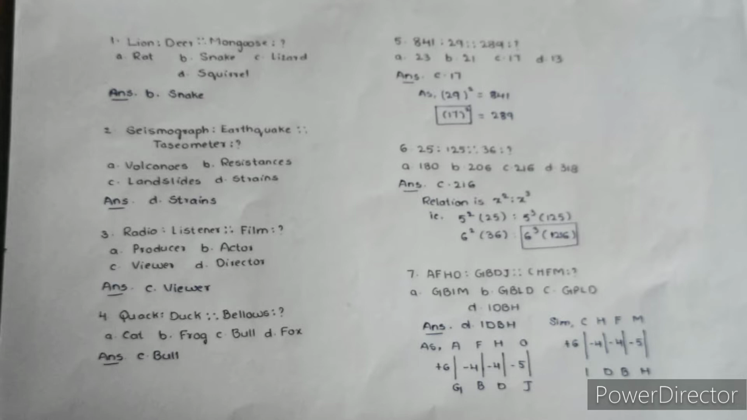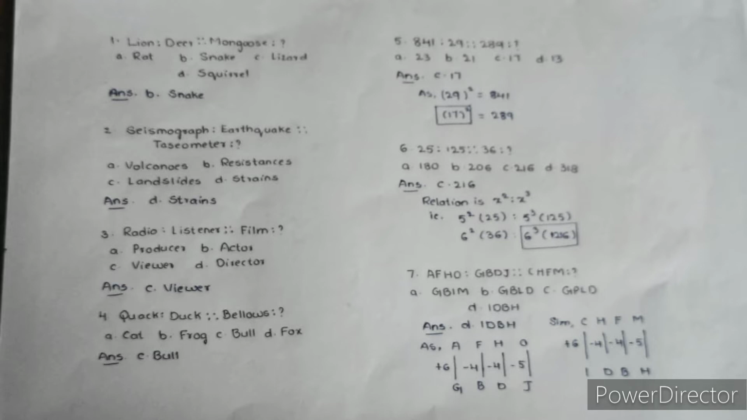So the seventh question is AFHO is to GBDJ. Similarly, CHFM is related to what? So the options are GBIM, GBLD, GPLD, IDBH. So here first let's find out the first set relation, that is how AFHO is related to GBDJ.